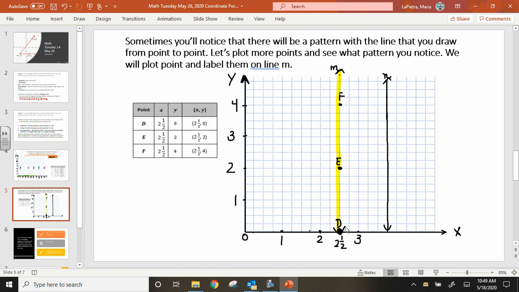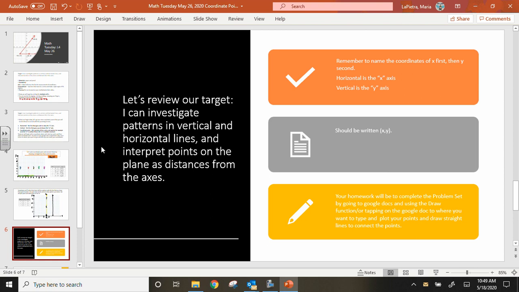Okay, so let's review what we've done so far today. Our target, I can investigate patterns in vertical and horizontal lines and interpret points on the plane as distances from the axis. So always remembering your x first, your y second. Horizontal is side to side, that's the x. Vertical is going up and down, that's the y. It should always be written x comma y.